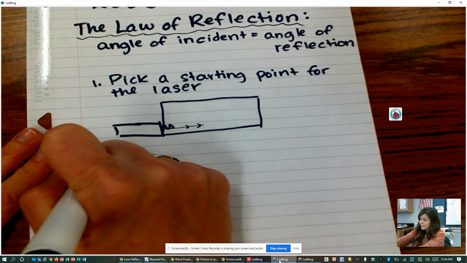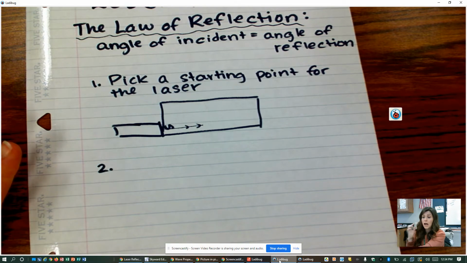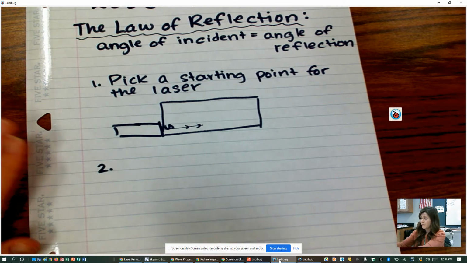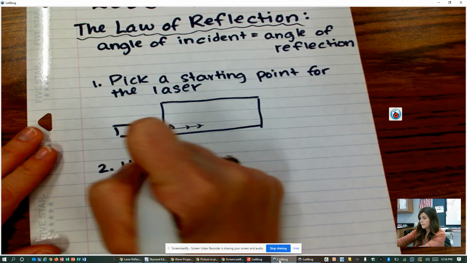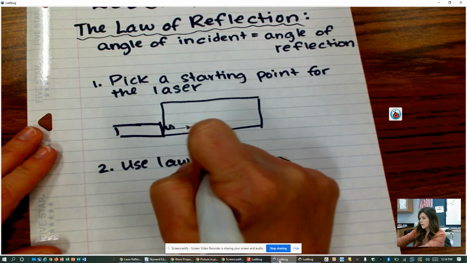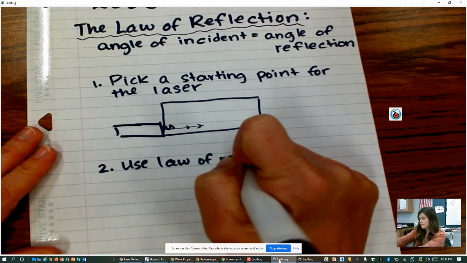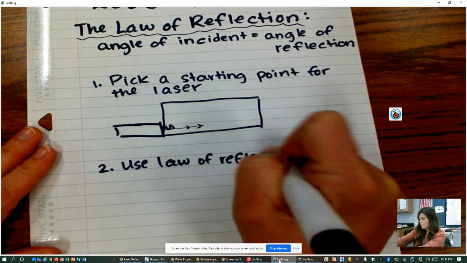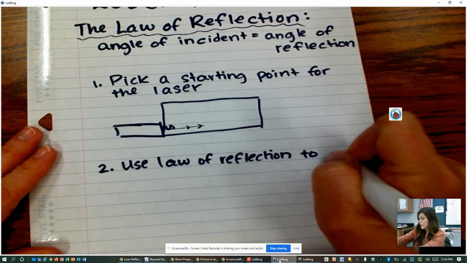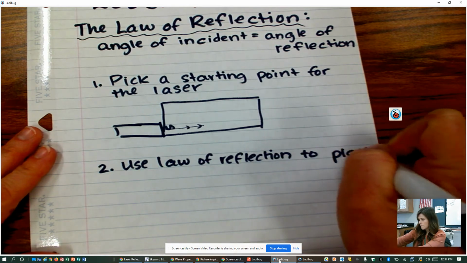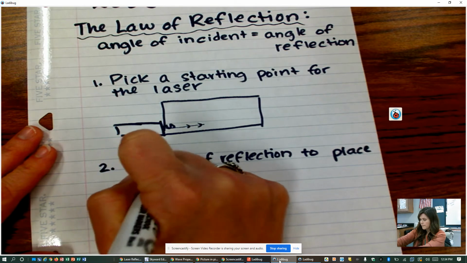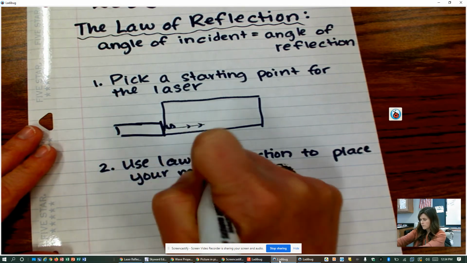Step two is then using the law of reflection to place your mirror. So use law of reflection to place your mirrors.